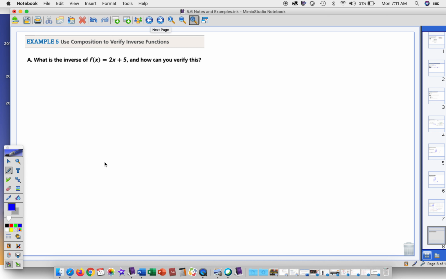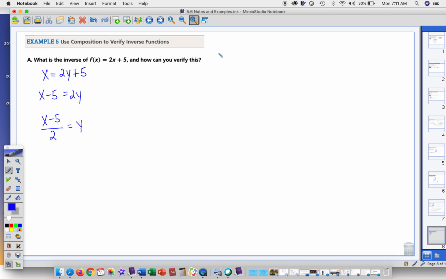Okay, example 5, use composition to verify inverse functions. So what is the inverse of this, and how can you verify this? So let's first find the inverse. So we'll start off with x equaling 2y plus 5. Then I subtract the 5. And my last step is to divide by 2. And this time I'm just going to leave the whole thing over 2.